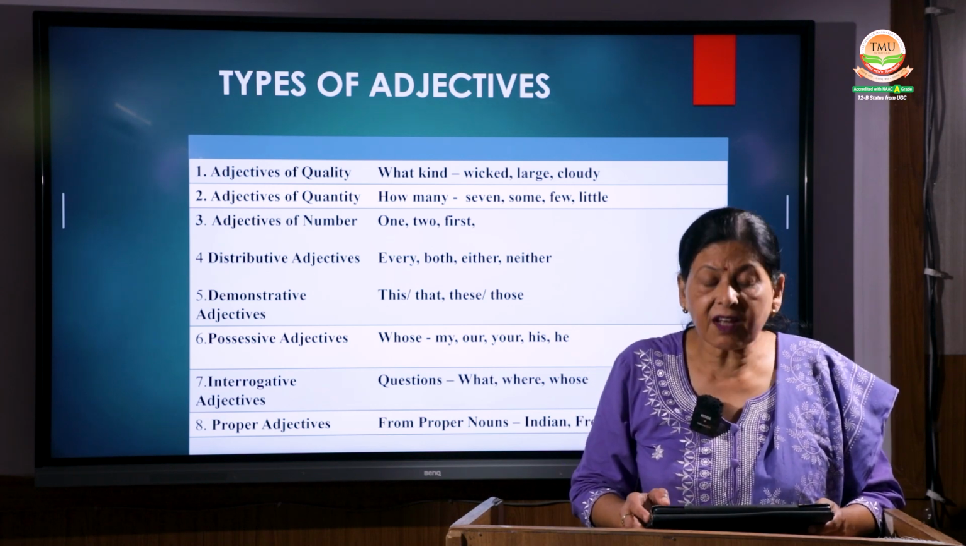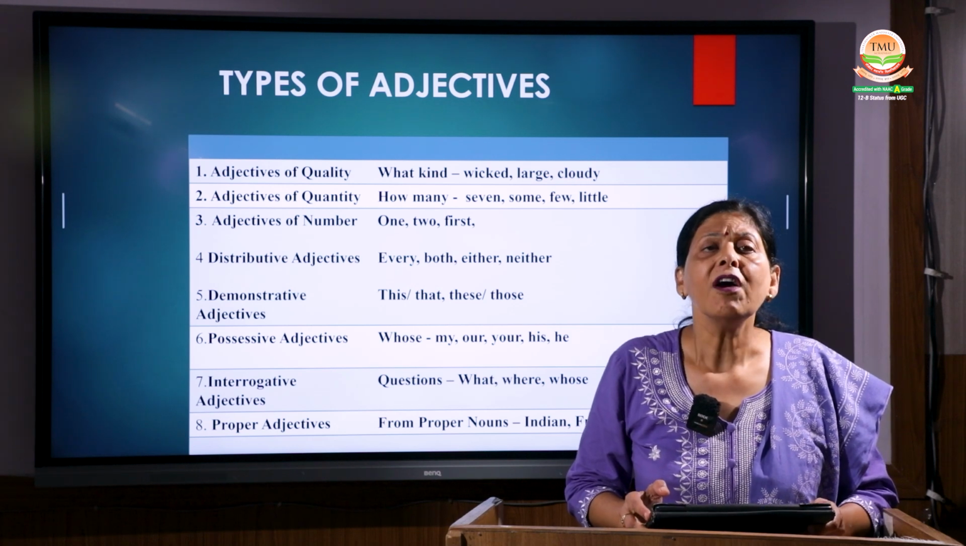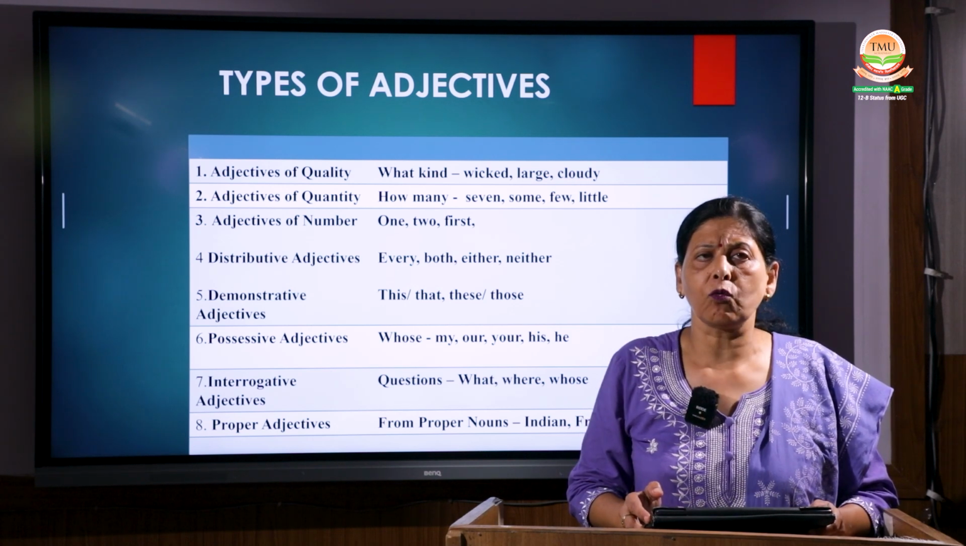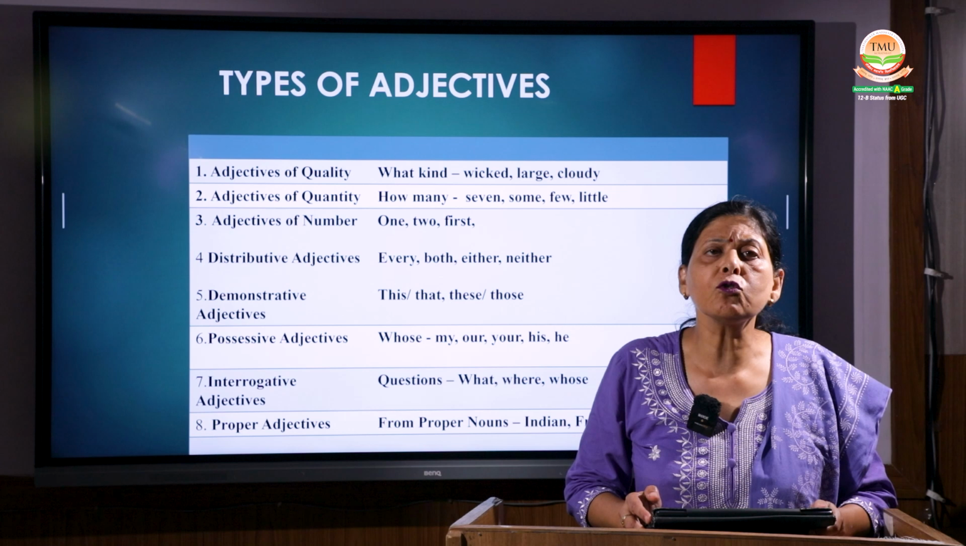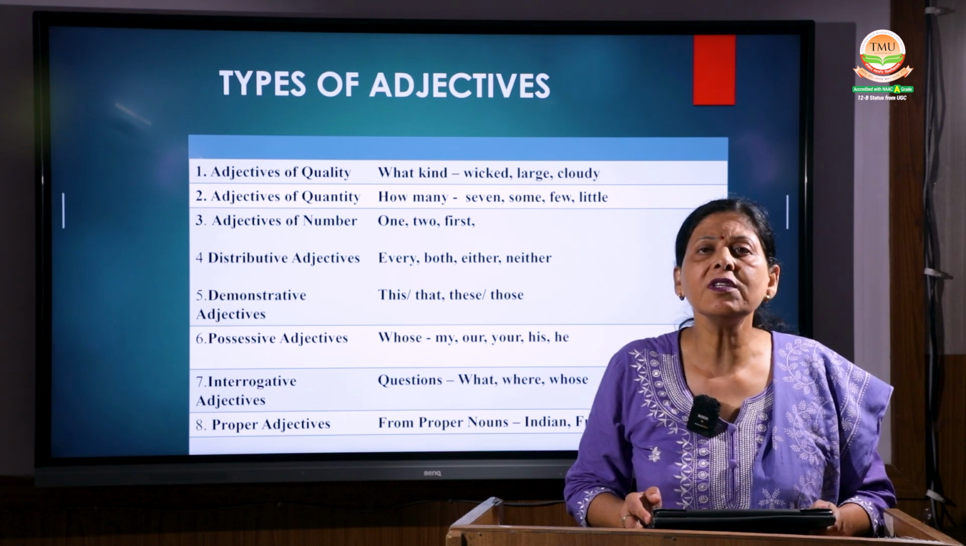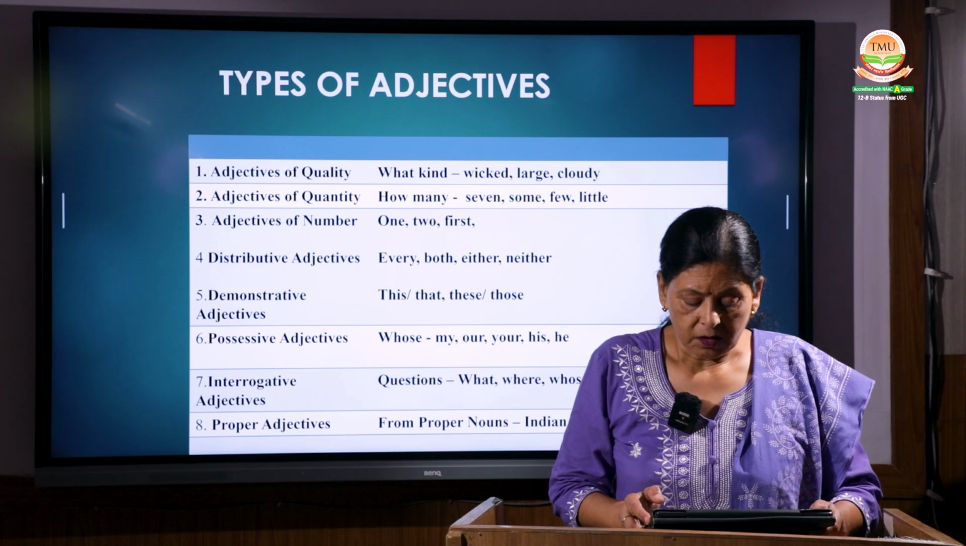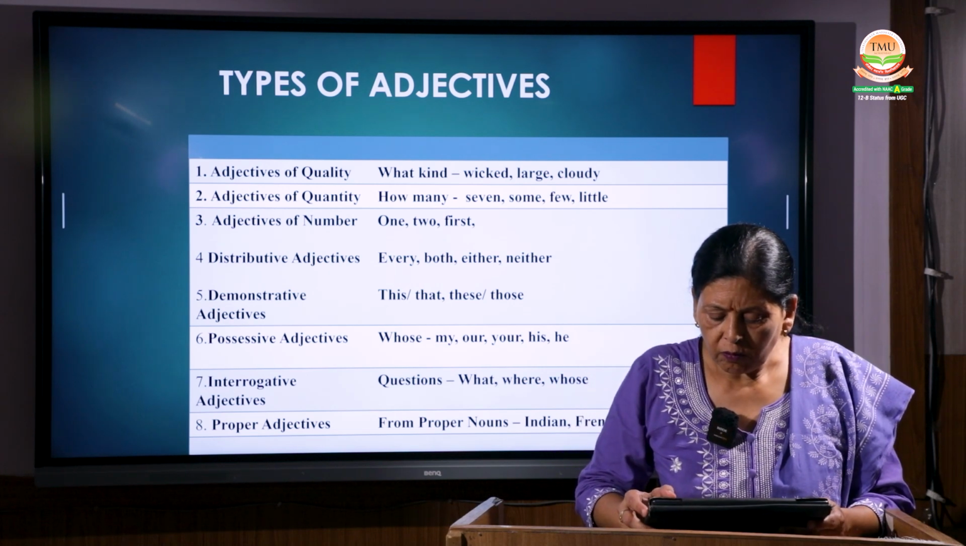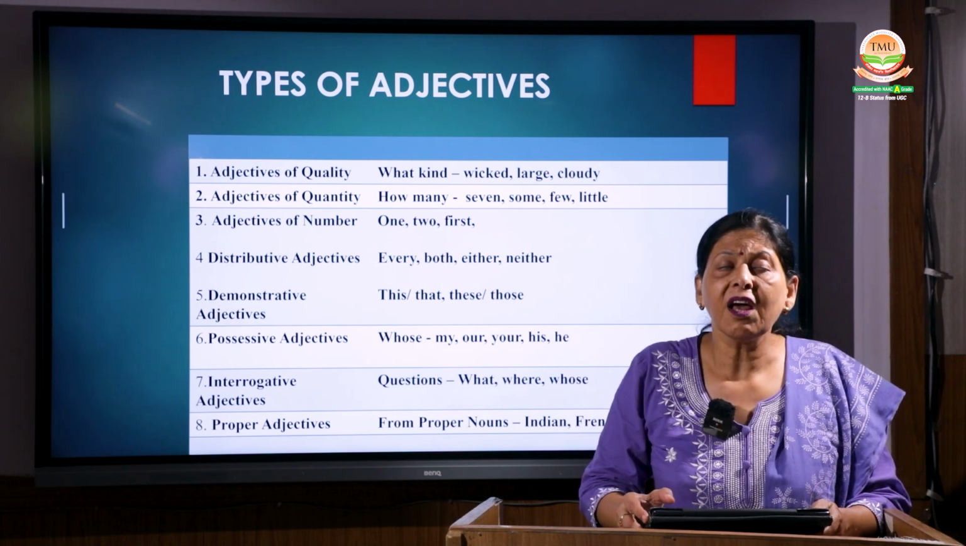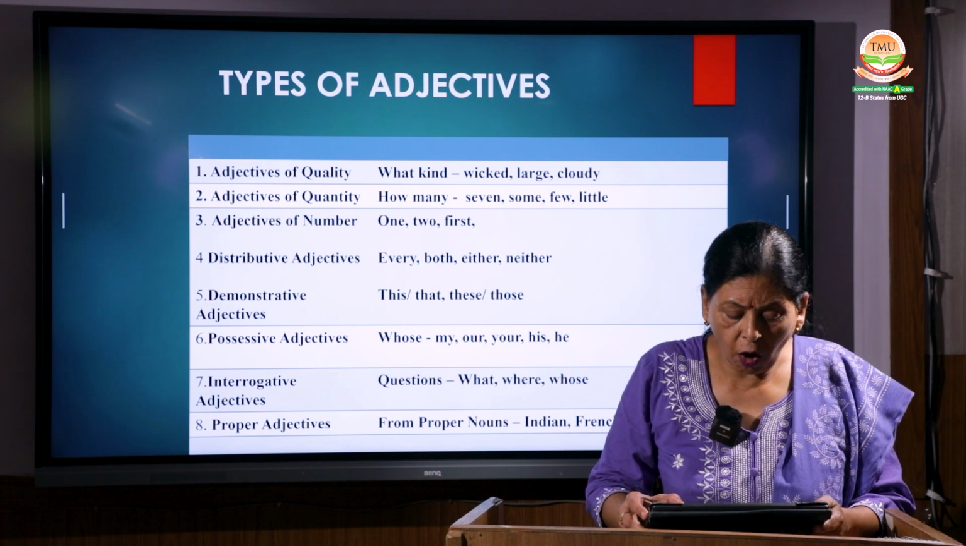Then the third is adjective of number, the adjective which tells about the number of the noun. There are 47 students in my class. How many students? 47. So that is the number. So 1, 2, first, second, third, they all come under the category of number.